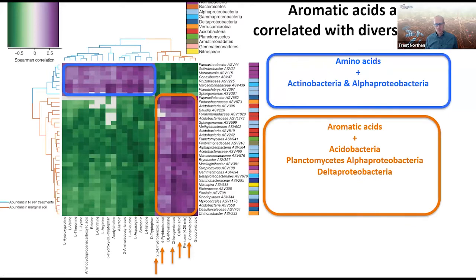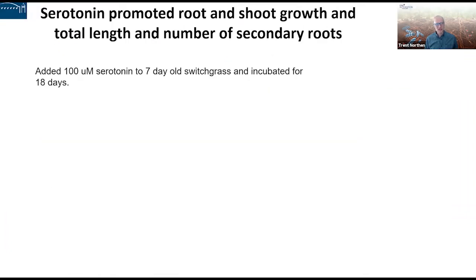And then we also see a positive correlation between these aromatic acids, which are the ones that we're particularly interested in, and some of these more oligotrophic groups. And once again, serotonin caught our eye as being one of the most strongly correlated, or in this case, anti-correlated and positively correlated metabolites. So this is kind of like a hub metabolite in this study. And so we decided this is so interesting, we wanted to follow up on this.